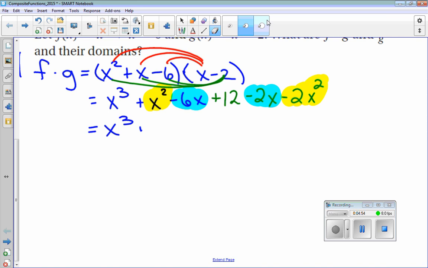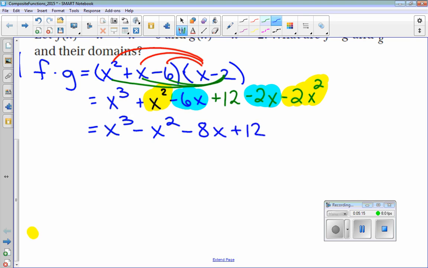Negative what? Oh, let's go in order. So we have x cubed, then the next one would be x squared. So let's combine the x squared terms. It'll be negative x squared. 1 plus negative 2 is negative 1, all right? Plus, no, it's minus 8x. There you go. And then plus 12. And there's your answer, okay?